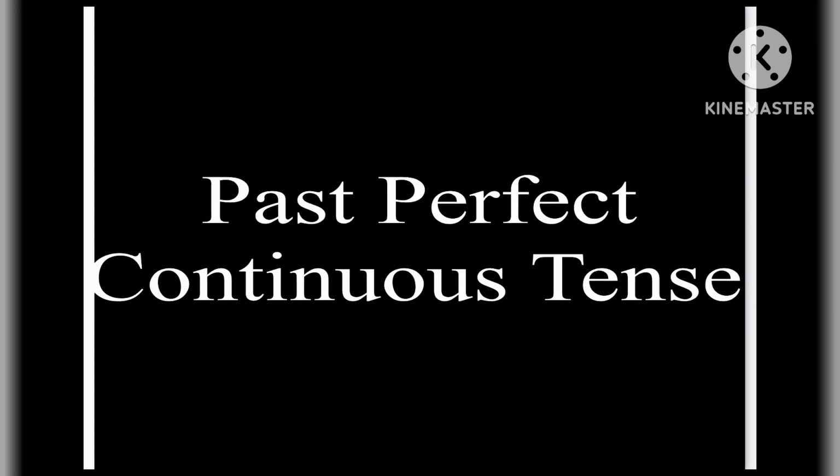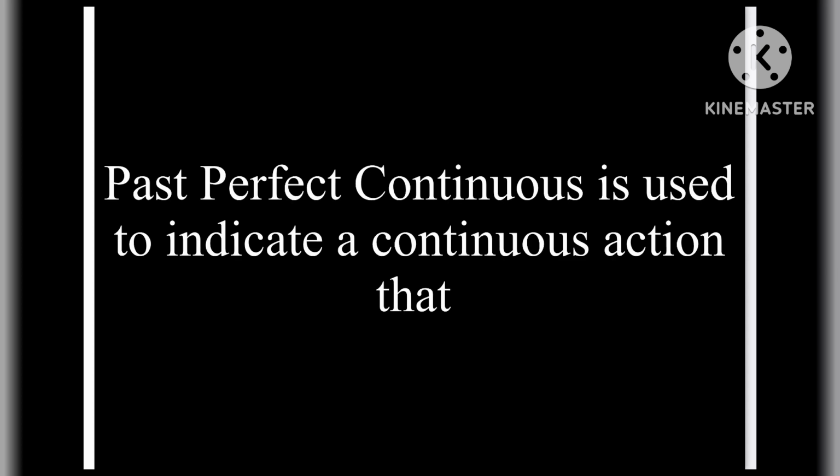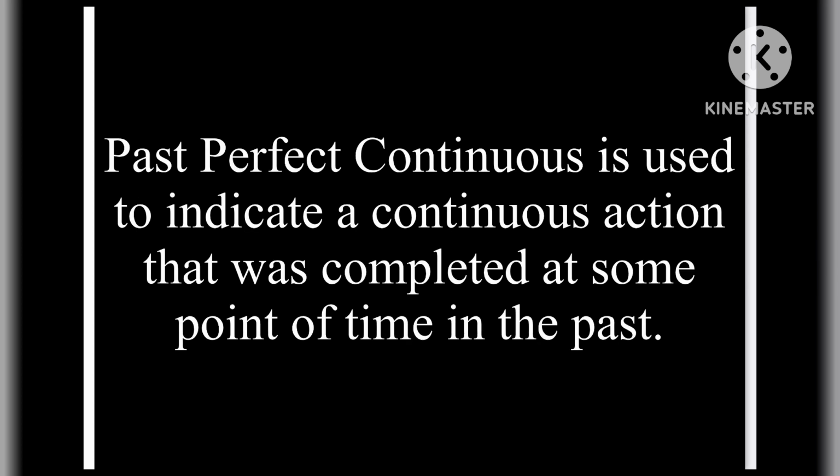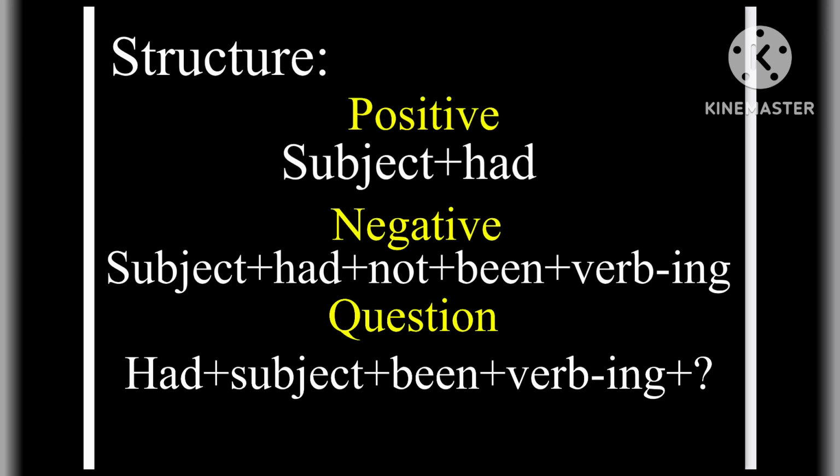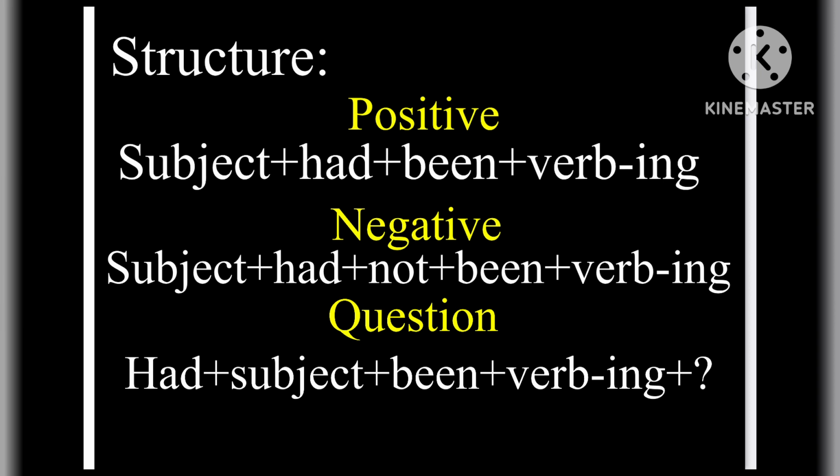Next, past perfect continuous tense. The past perfect continuous is used to indicate a continuous action that was completed at some point of time in the past. Structure for past perfect continuous tense: subject plus had plus been plus verb ing form.